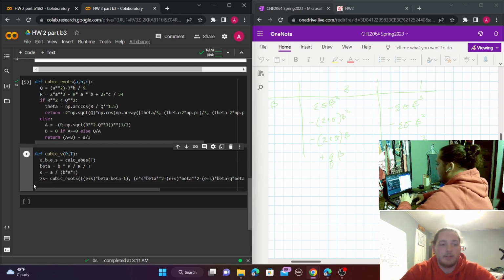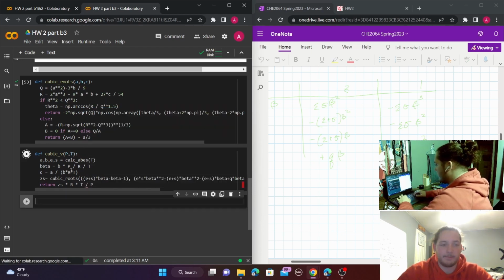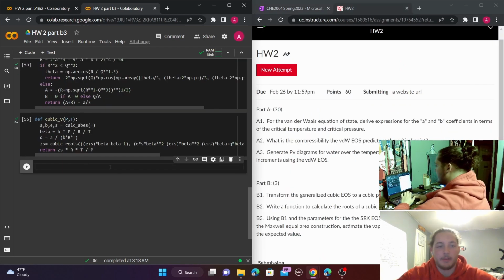So now we are wanting to return our volume roots. So we can return our z's times R times T divided by P. So now that we have returned our cubic roots, we now want to determine the limits of integration for the Maxwell area construction and estimate the vapor pressure of water at 373 degrees Kelvin and compare with the expected value.